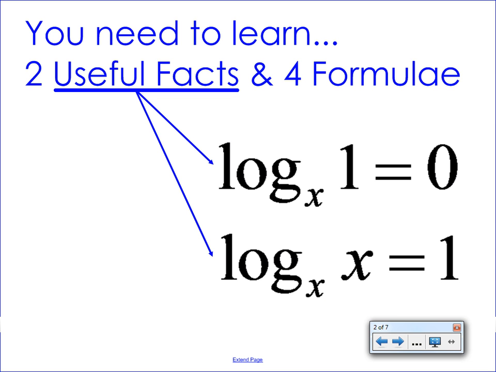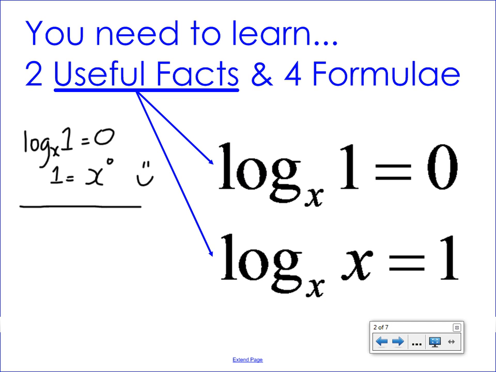Log to base x of 1 is 0. That means that whenever we have any base at all, if we're doing a log of 1, it's going to be 0. And the reason for that, let's just have a look at this equation and do x to the power of both sides. Well, that's true, isn't it? Yeah. We already know that. x to the power of 0 is 1. Anything to the naught is 1. So if we do log to base x to both sides, we get useful fact number 1.